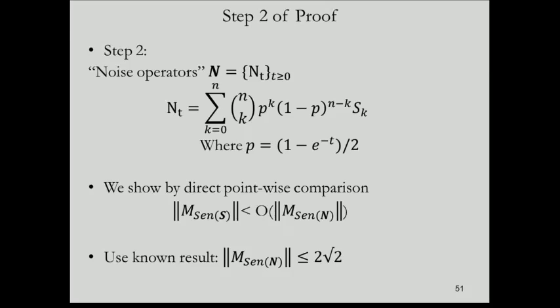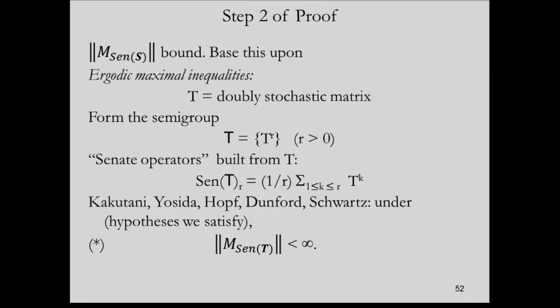Anyway, step 1 came down to this Cauchy-Schwarz and these bounds on the eigenvalues of the sphere operators. And step 2 is a more direct pointwise comparison of the averages of the sphere operators with the averages of these noise operators. So let me mention a little bit why these noise operators are easy to handle. It's because ergodic maximal inequalities already existed and were well known. That means if you have a doubly stochastic matrix T and you consider the semigroup T to the R, any semigroup.